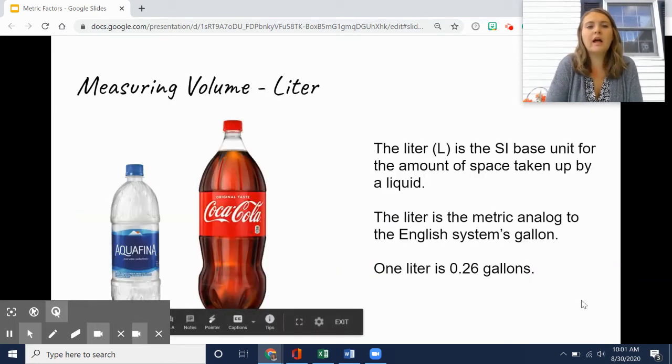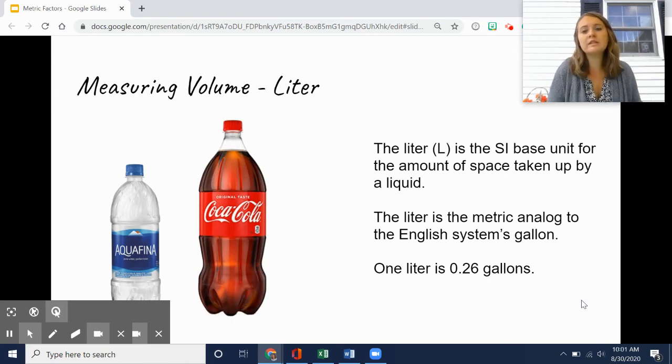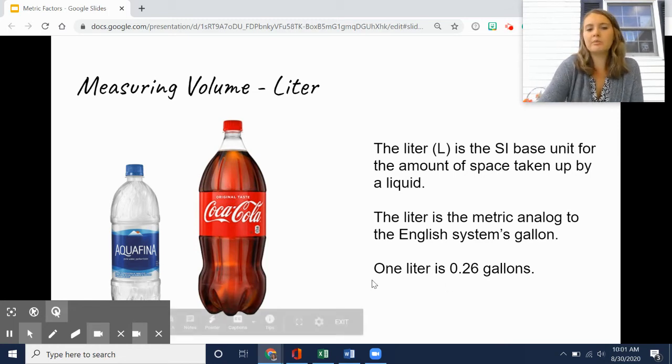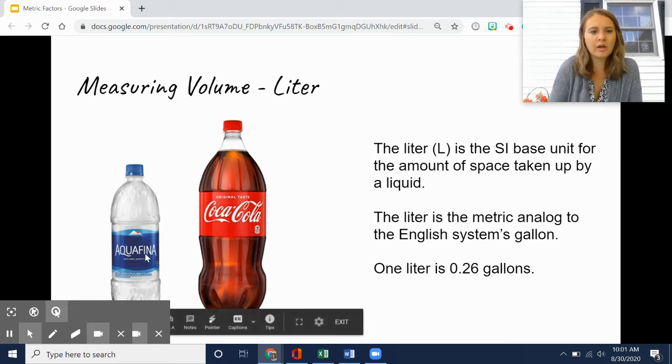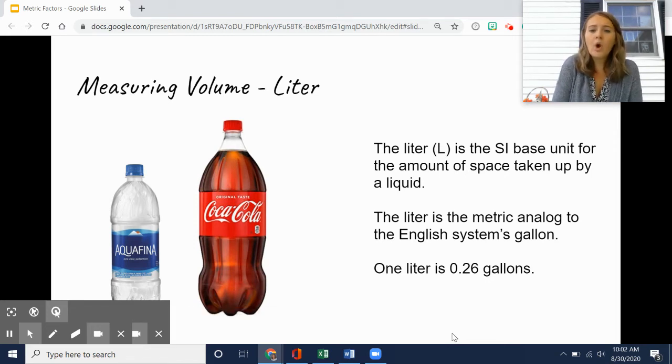All right, now we'll be talking about volume. So volume, when we measure the space taken up by a liquid, we use the unit liter. Okay, and you're probably familiar with this. If you ever buy a 2-liter bottle of pop, just cut that in half and that's a liter. Sometimes bigger water bottles, not your standard 16-ounce water bottles, but the little bit bigger ones, are typically a liter as well. A liter is very similar to the English system's gallon. 1 liter is about 1/4 of a gallon, so you would need 4 liters to make up a gallon, but it's kind of that bigger unit of a liquid.